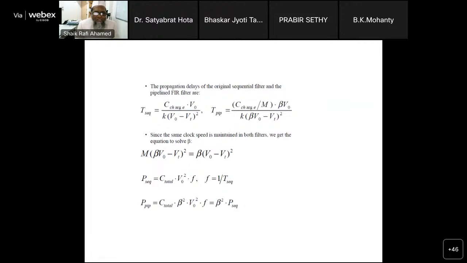But whatever throughput the sequential circuit gives is more than enough for my biomedical applications. I don't want to increase the throughput, or reduce the delay. But here the delay is reduced because of pipelining.